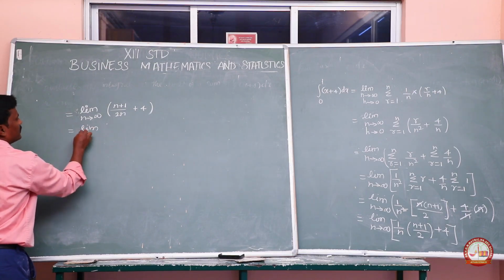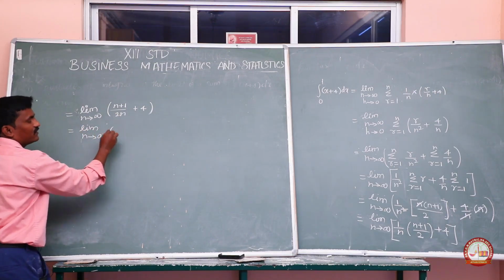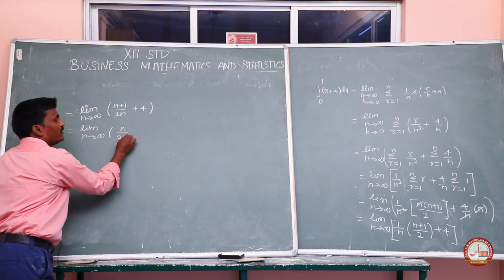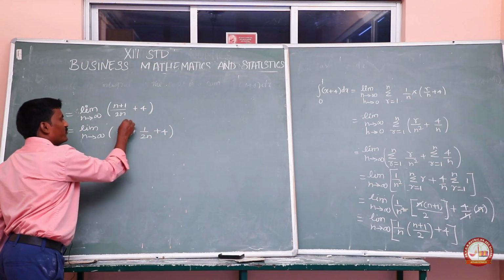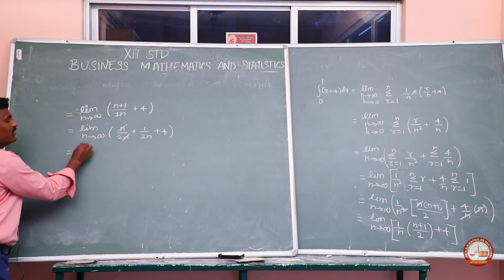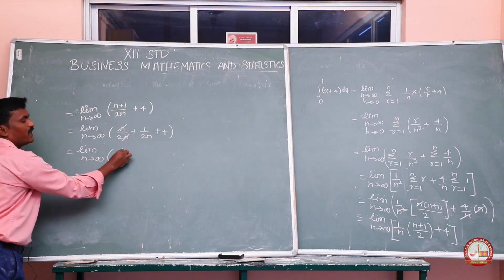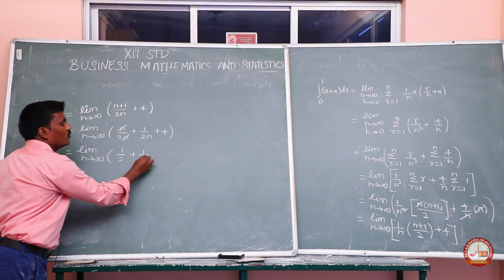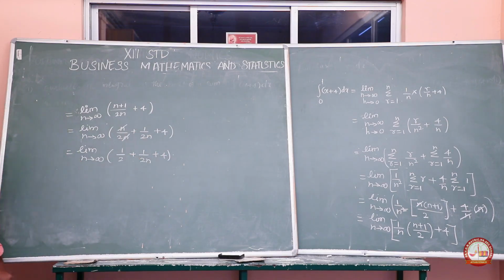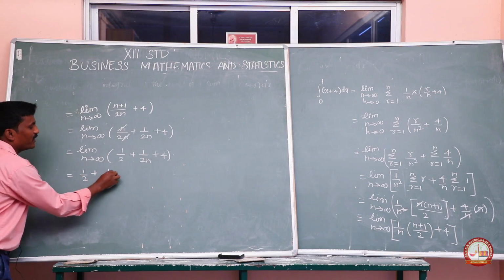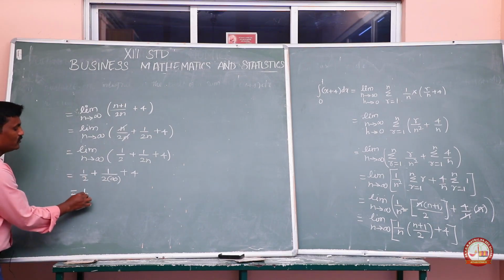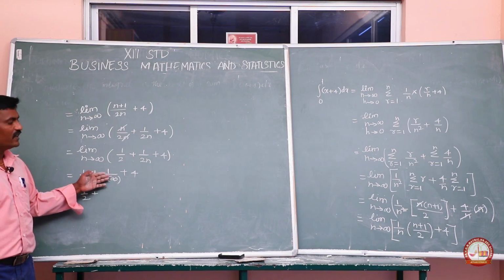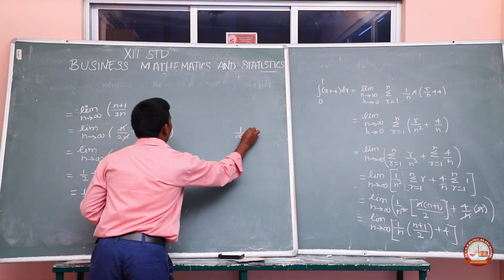Equal to limit n tends to infinity, split the denominator, n by 2n plus 1 by 2n, plus 4. Therefore, n cancel, the remaining value of limit n tends to infinity is 1 by 2 plus 1 by 2n, plus 4. Therefore, next, put n equal to infinity, therefore 1 by 2 plus 1 by 2 into infinity, plus 4. Therefore, 1 by 2 plus 2 into infinity, anything by infinity.